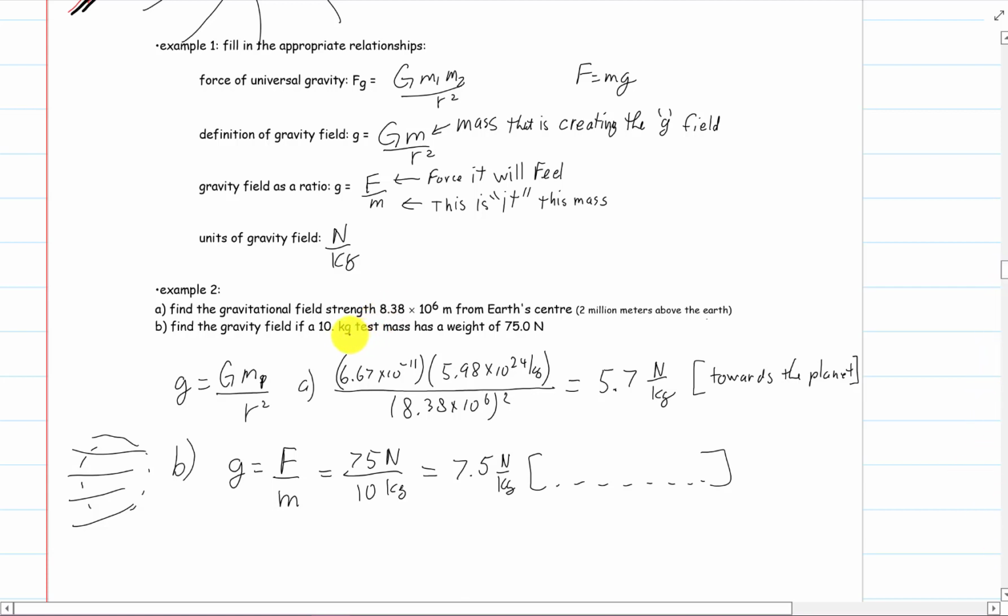Now notice I said a 10 kilogram test mass because we're testing to find out what the G field is. This test mass is not creating the G field. This test mass is only to determine what that G field is. So we put this test mass in that location because there's nothing there, just a field, to calculate what that force is, to calculate what G is.